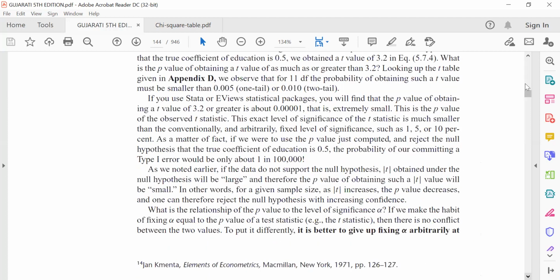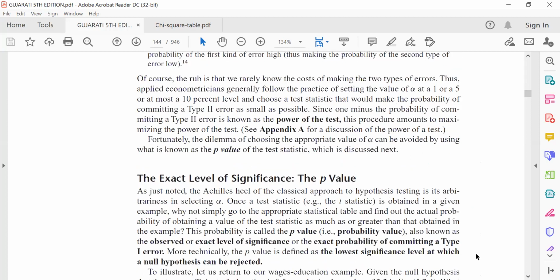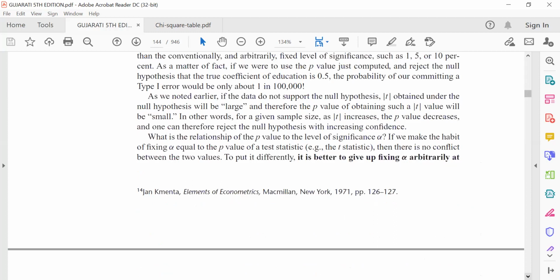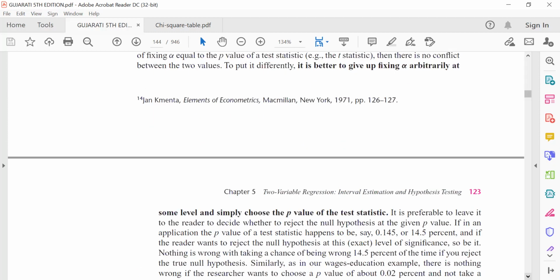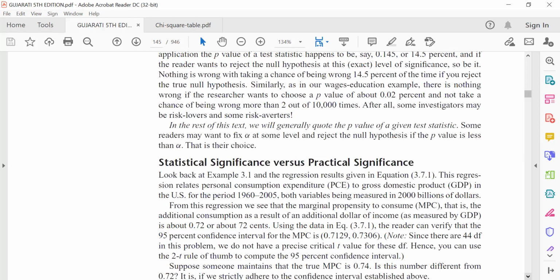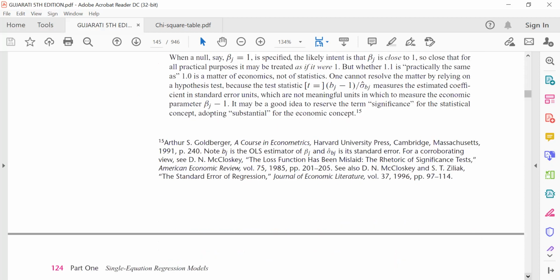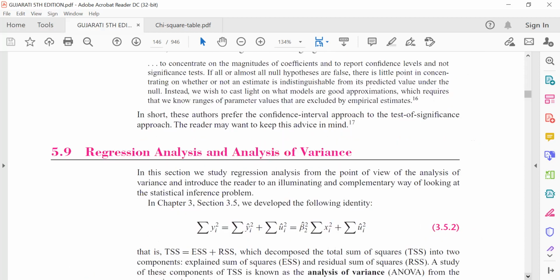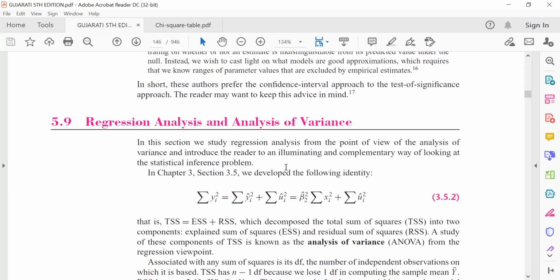Okay, well, I explained already the p-value here. No need to explain again. Okay, we continue with analysis of variance.